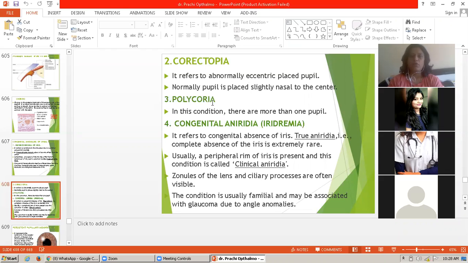Third one is polycoria. In this condition, there is more than one pupil. When there is more than one pupil congenitally, this condition is described as polycoria.